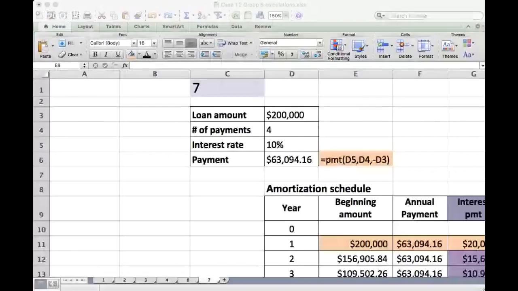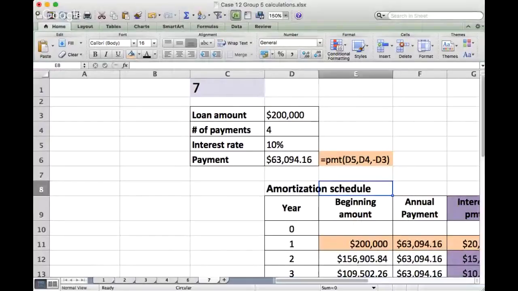Hi class, I'm here once again to help you with problem number 7 in our Case 12 study about Pensacola. I think it's Pensacola. It would be nice if it were Pepsi-Cola. Anyway, we're going to be building an amortization schedule for problem number 7. So here's my screen share of my Excel file.